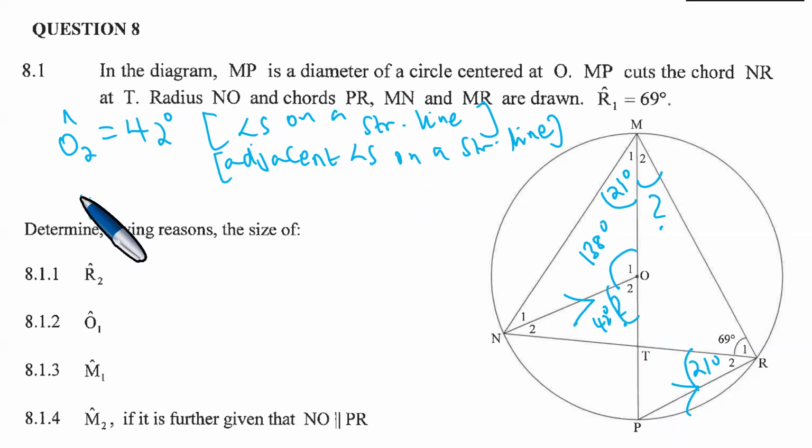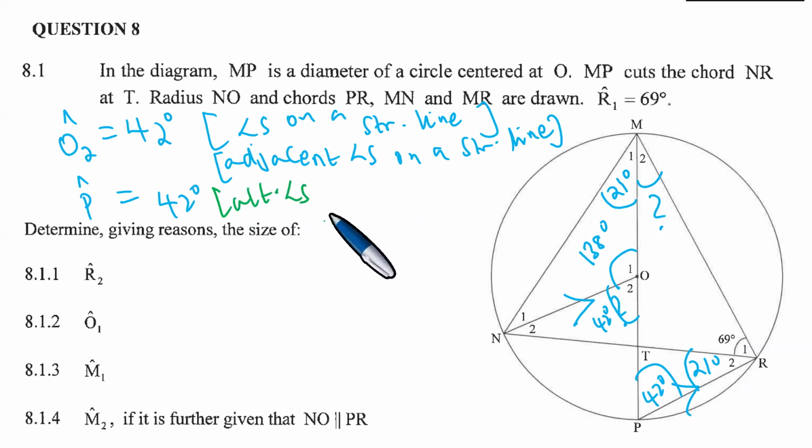And then now what is the angle P? It's 42 degrees. Why is the angle P 42 degrees? Because NO is parallel to PR. Yes, definitely. So those are alternate angles. They are alternate angles because NO is parallel to what? To PR. NO is parallel to PR, and those are alternate angles.